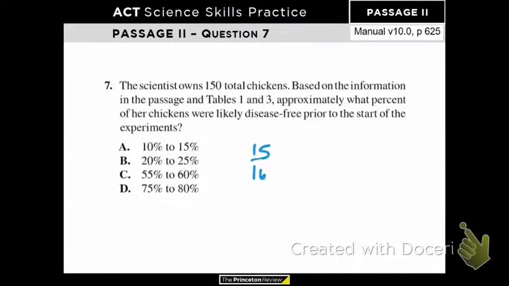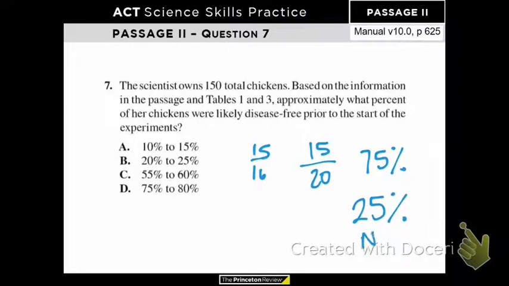So I'm just going to use 15. So 15 out of 20, and it's going to be roughly here, because the other one has 16, but about 15 out of 20 were diseased. That is 75% were diseased, which means 25% were not diseased.